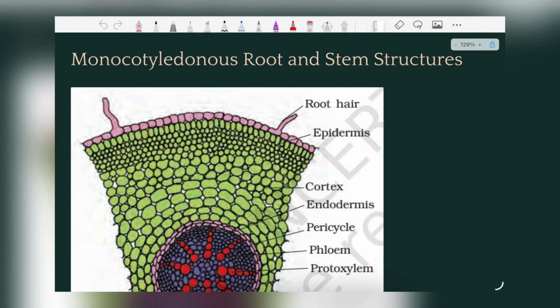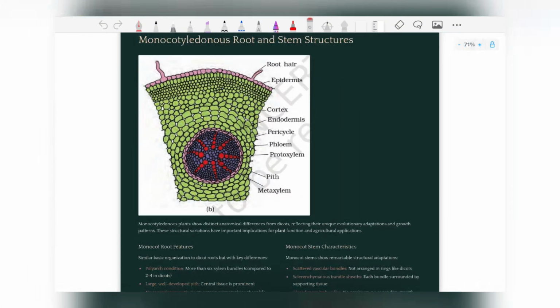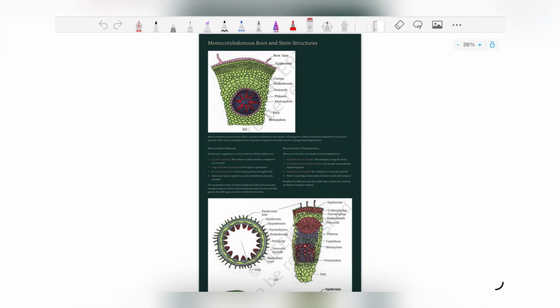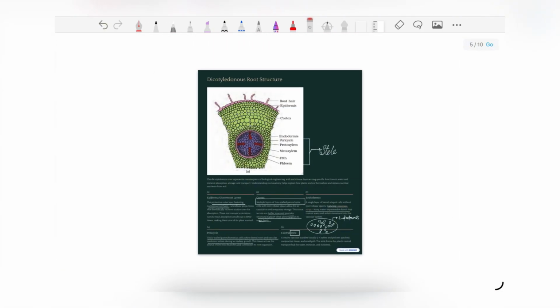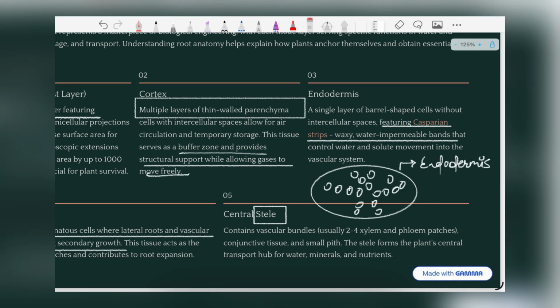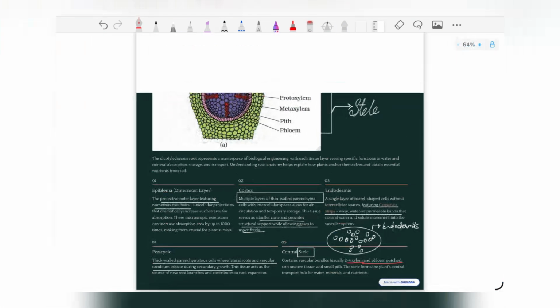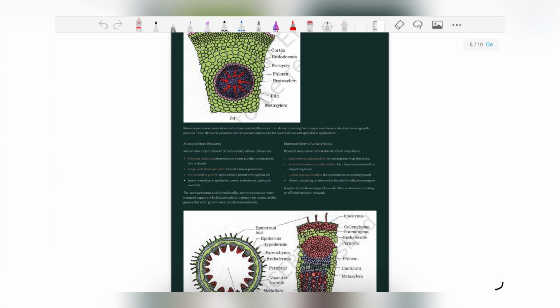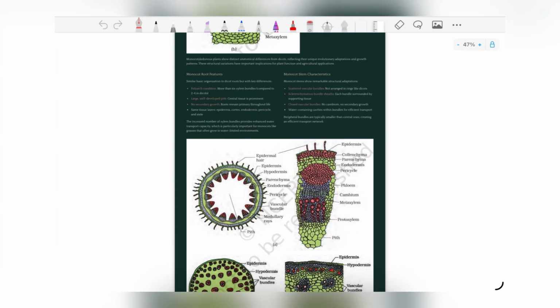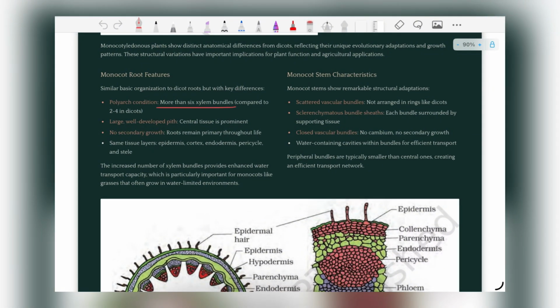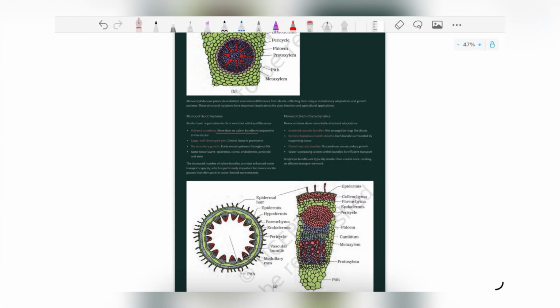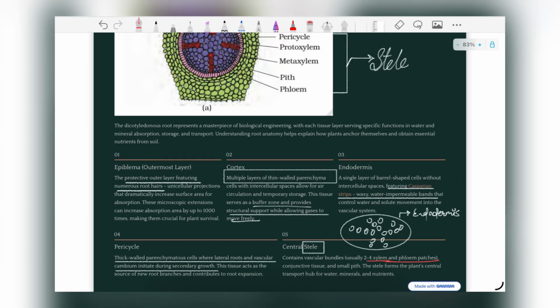Monocotyledonous root and stem structures. Now, in dicot roots, you can see that there were 2 to 4 xylem and phloem patches. This is very, very important. 2 to 4 xylem and phloem patches. And in monocot, more than 6 xylem bundles are found. Therefore they are known as polyarch condition. And here it is known as tetrarch condition.